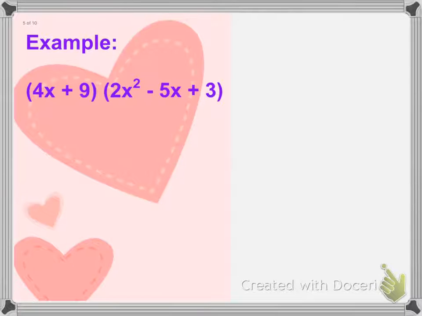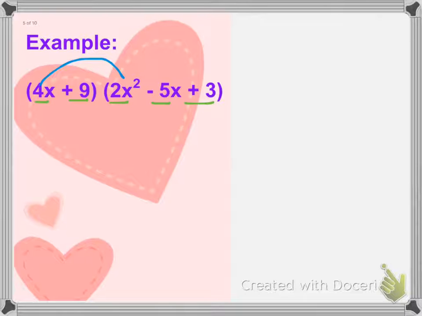So here we have 4x plus 9 times 2x squared minus 5x plus 3. So there are two terms in my first set of parentheses and three terms in my second set of parentheses. So I still am going to distribute twice. I just have to make sure that I distribute to everything. So the first thing I'm going to distribute is the 4x to everything in this set of parentheses.